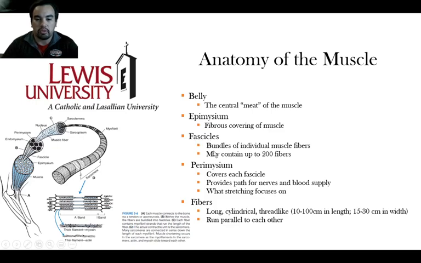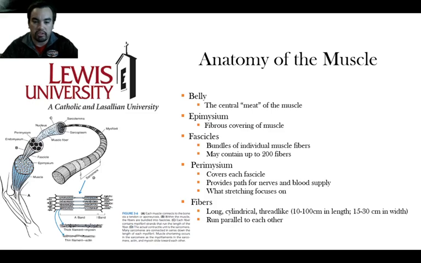Then you have the fascicles, which is individual fibers that are bundled together. And some muscles, they may contain up to 200 fibers within each little fascicle. Then each fascicle is covered in a perimysium, which provides a path for the nerves and blood supply to move within. And this is where you would see some of those issues with those compartment syndromes when the fascicles get too large and hypertrophied. They kind of stress that perimysium and cause a contraction and a blockage within the little channels within there. Then you have the fibers.